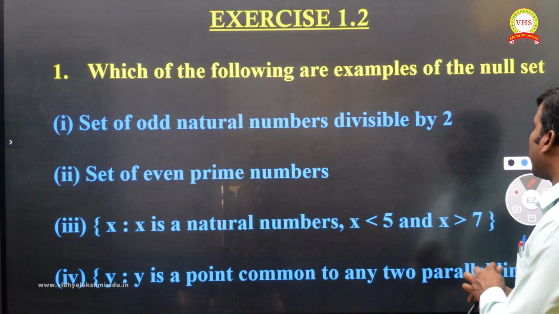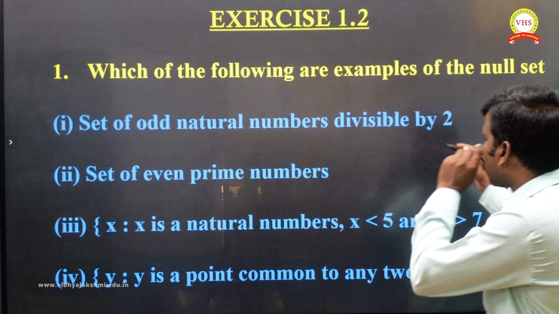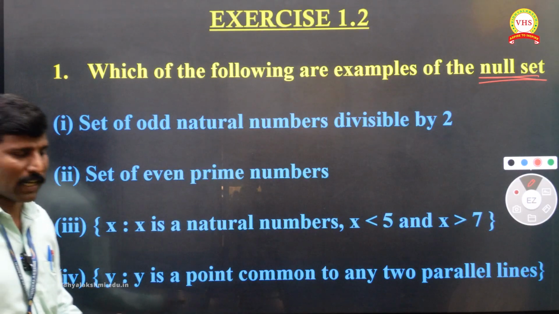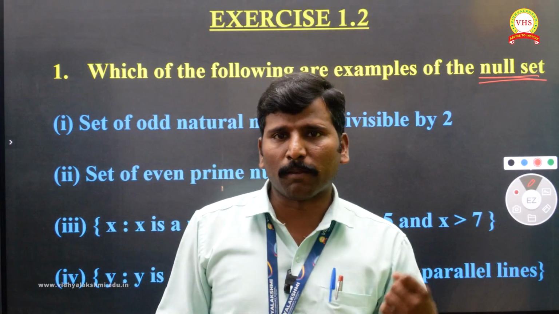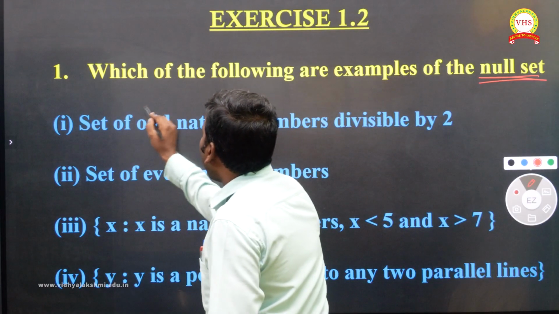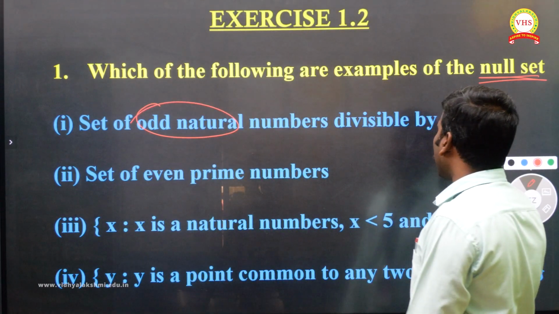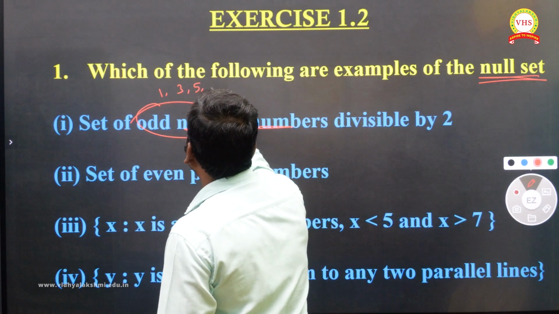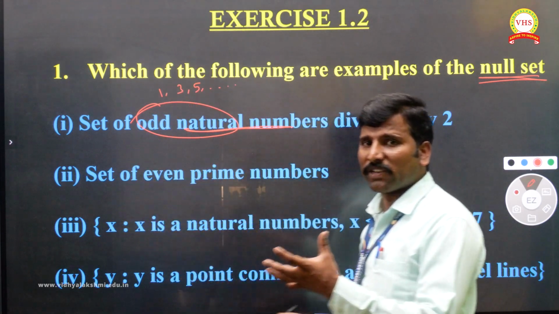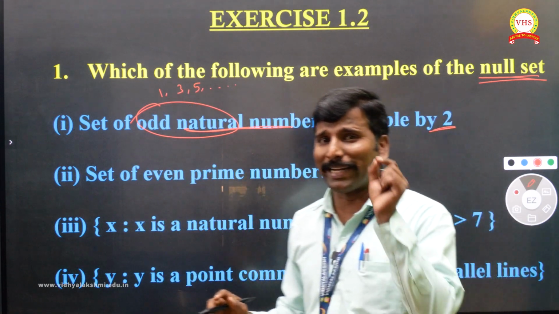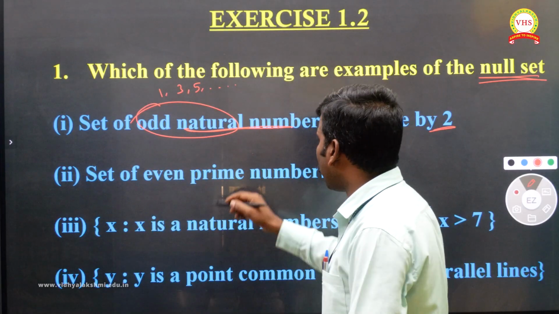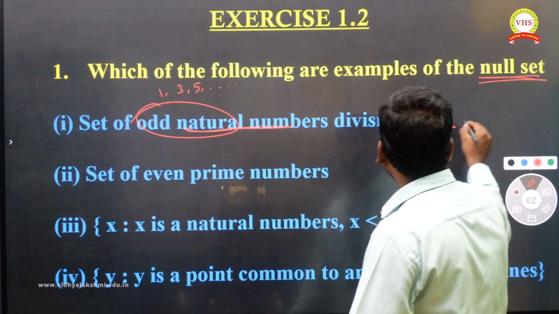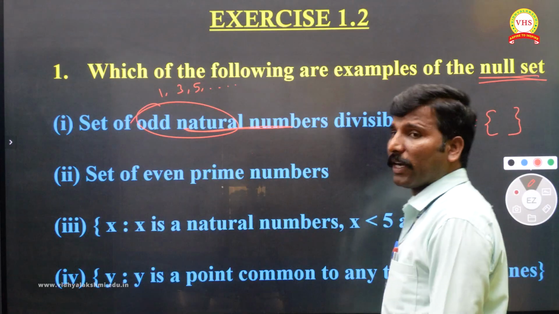Okay. Which of the following examples are a null set? Null set means empty. They are asking which example is empty, right? Odd natural numbers which are divisible by 2. So this is natural number they mentioned. Odd number means 1, 3, 5, it's going on. When you divide these numbers by 2, you will be getting only decimals. If you divide 1 by 2 it is 0.5. 0.5 does not belong to natural numbers. So here you will be getting empty.